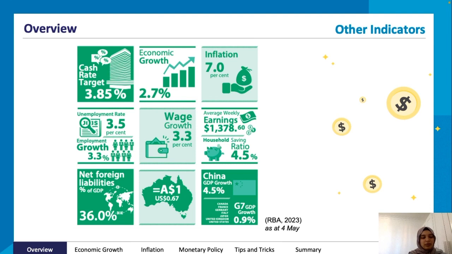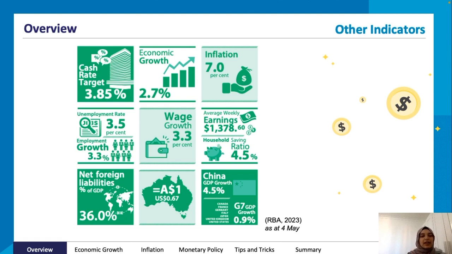So, as at 4 May 2023, I screenshotted this from the RBA. There may be a more recent one, but when I was making the slides, this was the most recent one. If you would like to see if there's a more recent one, just type in RBA explainer snapshot, economic snapshot, and it will come up. And I would highly recommend doing it before your exams and your trials, because there will be a more recent one with all the updated stats.